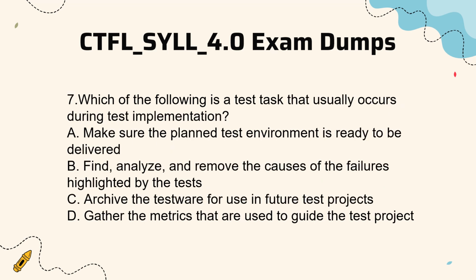7. Which of the following is a test task that usually occurs during test implementation? A. Make sure the planned test environment is ready to be delivered. B. Find, analyze, and remove the causes of the failures highlighted by the tests. C. Archive the testware for use in future test projects. D. Gather the metrics that are used to guide the test project.